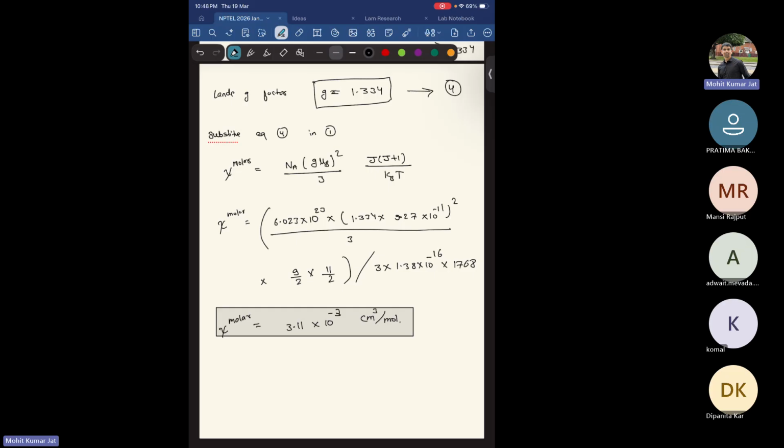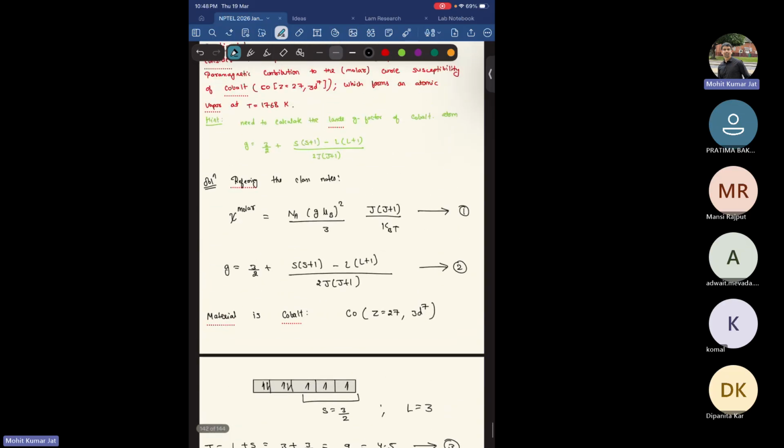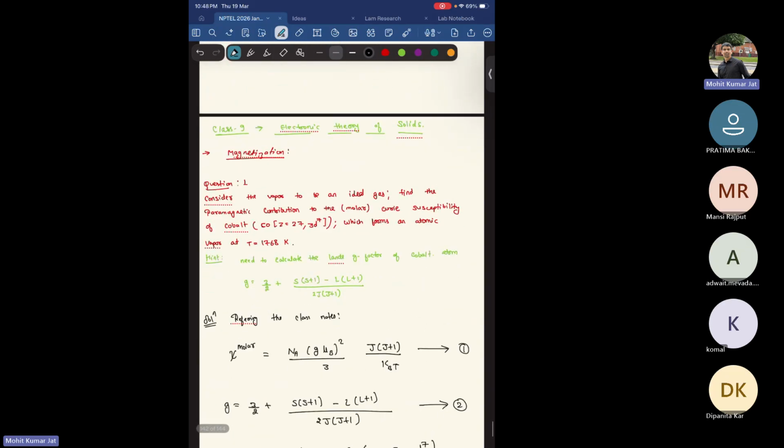Yeah, so that's how we calculate the paramagnetic contribution to the Curie susceptibility. So the Lande g factor formula, which is given for a 2D material, is g equals 3/2 plus [S(S+1) minus L(L+1)] divided by 2J(J+1), where S is the spin quantum number, L is the orbital, and J is the total angular quantum number.